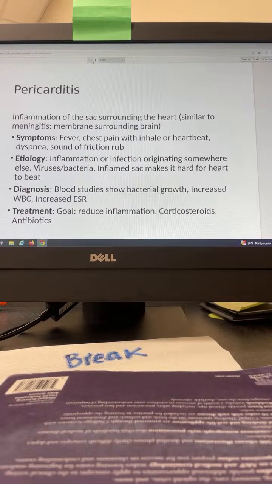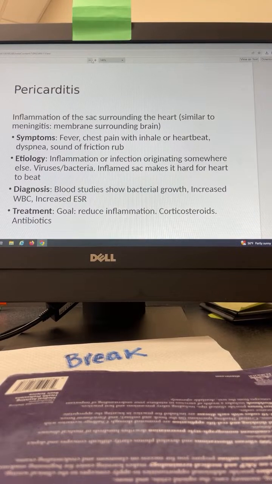Diagnostics, how do we diagnose this? When you do blood tests, they call this a culture and sensitivity, where they can see if any bacteria grows from the blood. That will tell you if there's bacteria in the bloodstream or not. Increased white blood cell count. Why would the white blood cells be increased? Right, because it's an infection. Whenever there's an infection, the white blood cells will be higher to fight the infection.